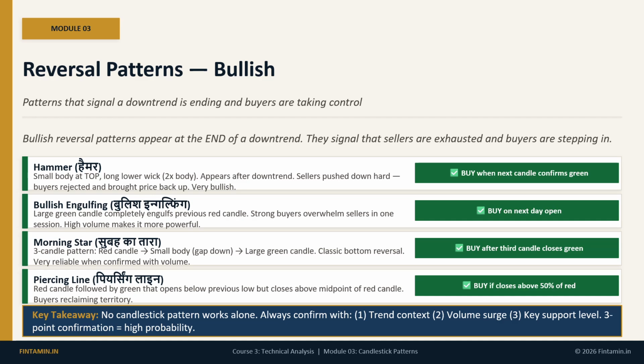Piercing line. A red candle followed by a green candle that opens below the previous low but closes above the midpoint of the red candle. Buyers reclaiming lost ground. The golden rule for all bullish reversal patterns is they need 3 confirmations. 1. The pattern must appear after a clear downtrend. 2. It must appear at a key support level or moving average. 3. Volume must be above the average. 3 confirmations equal a high probability trade.